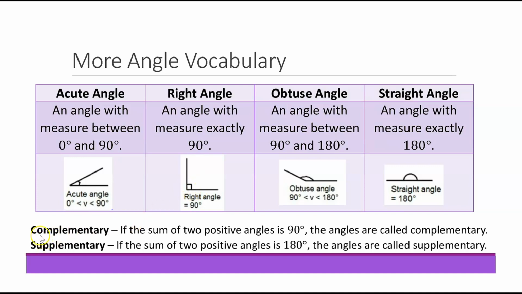And we also have some terms complementary and supplementary. If the sum of two positive angles is 90 degrees, the angles are called complementary. And if the sum of two positive angles is 180 degrees, the angles are called supplementary.